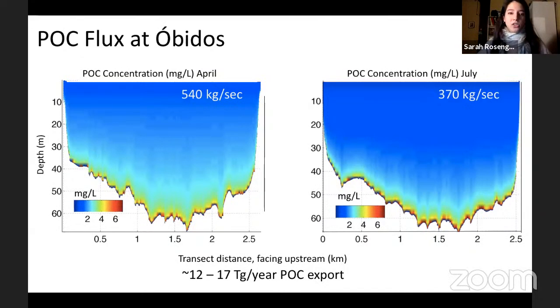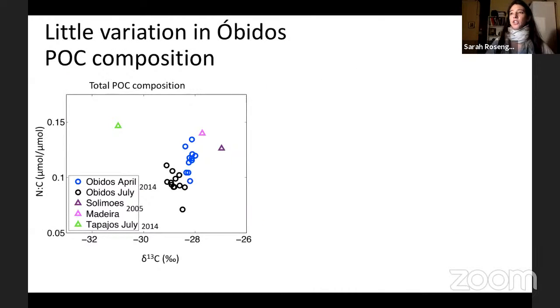It's within range of previous estimates of particulate organic carbon fluxes from the Amazon River Basin. So despite this depth-related sorting in particulate organic carbon concentration, there was very little variation of Amazon River POC by depth or location in the cross-section.